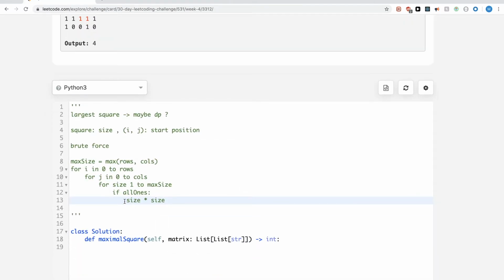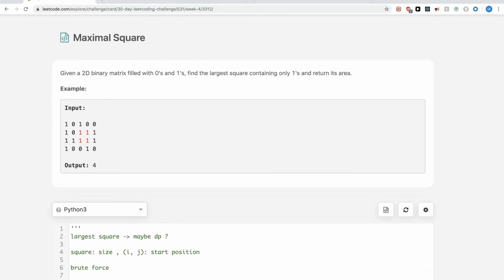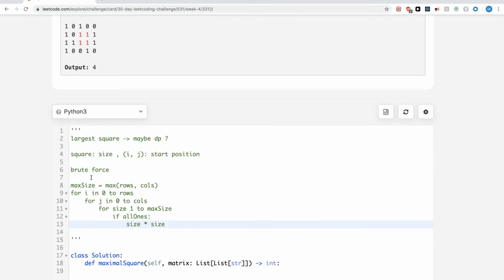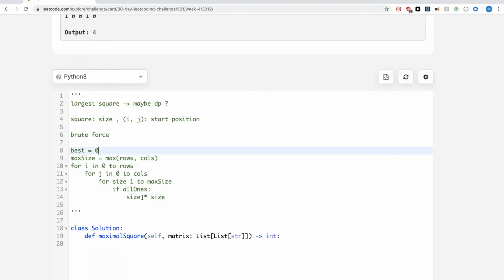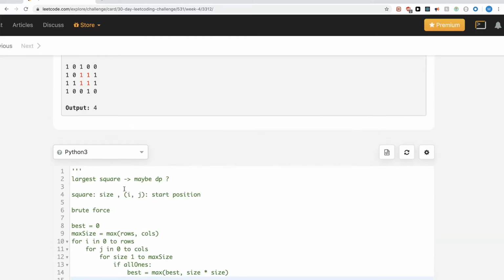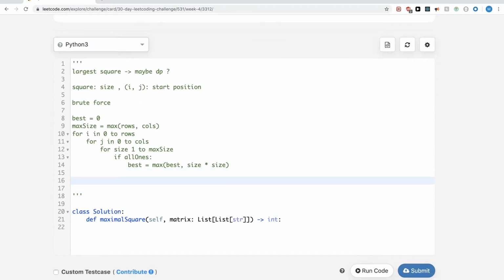Since we want the largest one, we could say best, start out from 0 and just compare this with the best so far, right? So this would be a good brute force solution, right? But my guess is it's not the best solution, so how can we improve on this one?